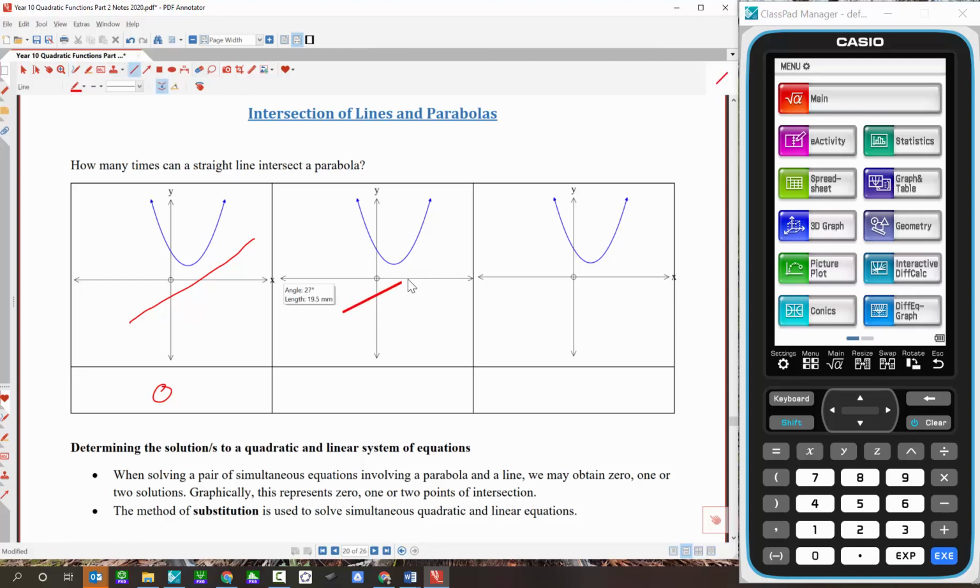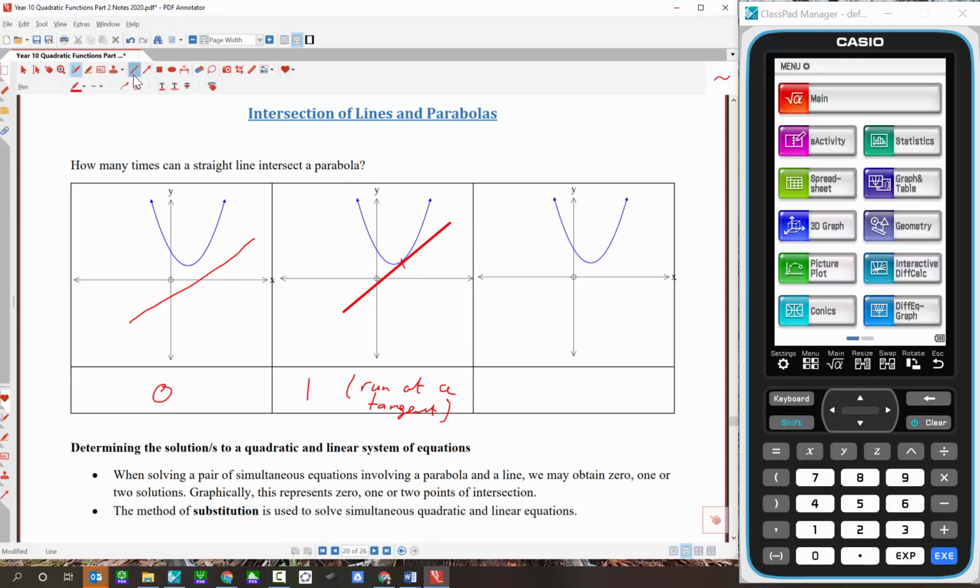Okay, so what can happen is the straight line runs and kind of just nicks the parabola right at one very specific point. So that's going to be one intersection, and we call this runs at a tangent. So the one intersection, we call that the line runs at a tangent to the parabola.